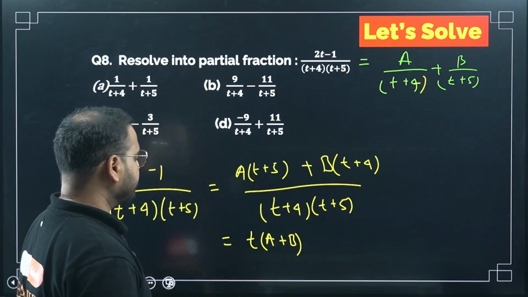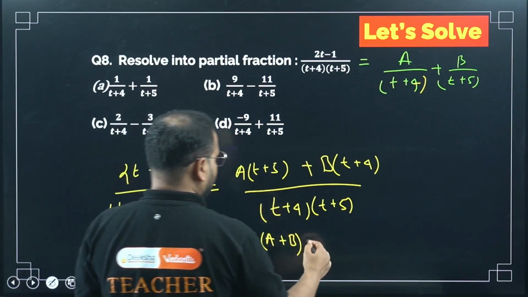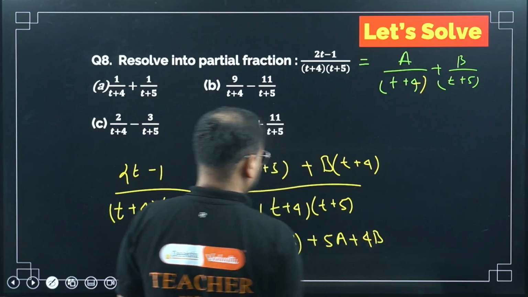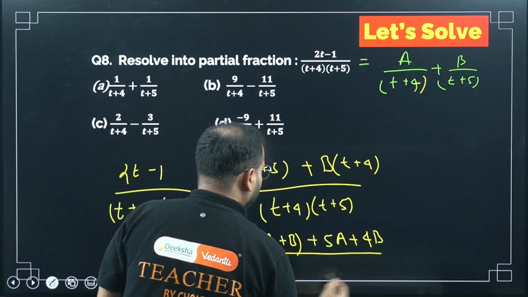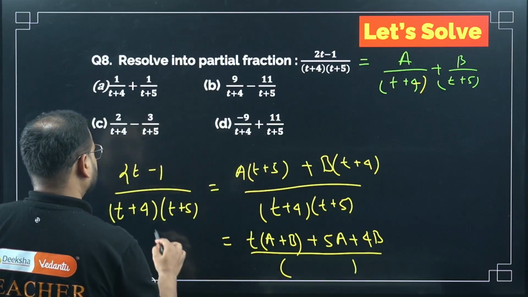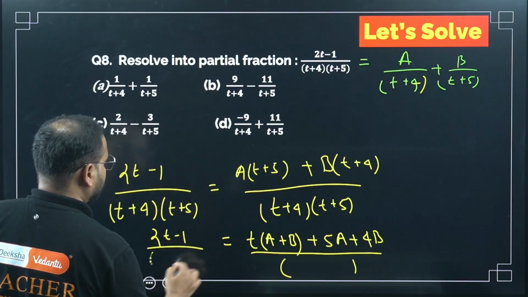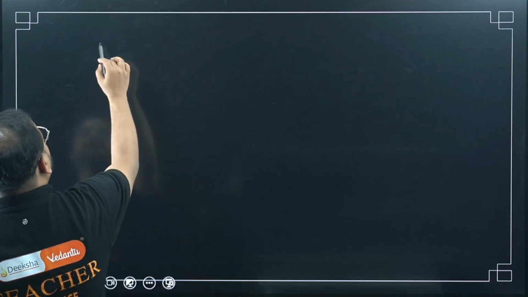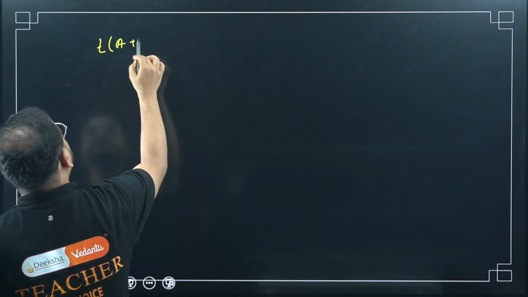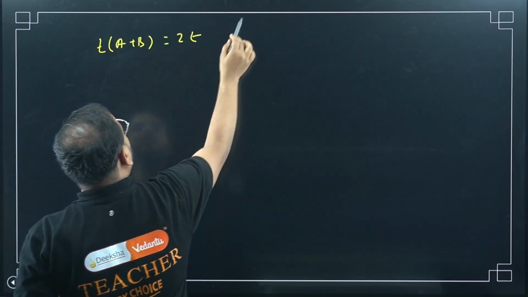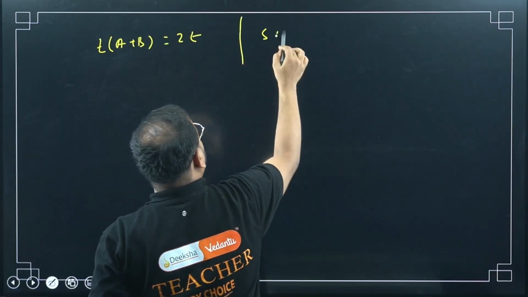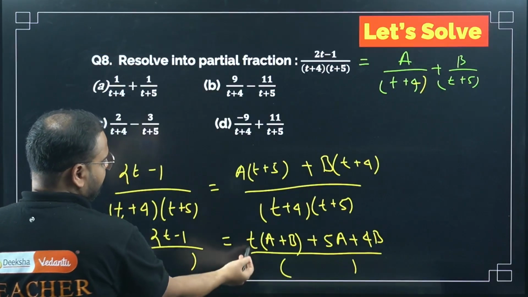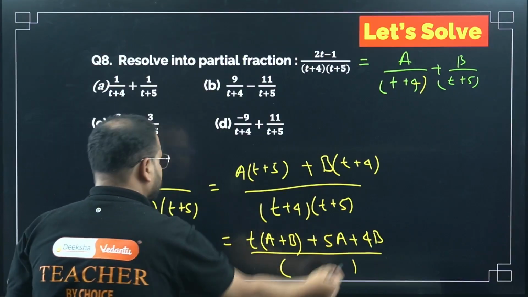Yes. Same way. For the constant term I get 5a plus 4b. The denominator will remain the same, 2t minus 1. I'll compare only the equations. Please check. So I get t times of a plus b is 2t, and we also get 5a plus 4b is minus 1. Am I right? t times of a plus b is 2t and 5a plus 4b is minus 1.